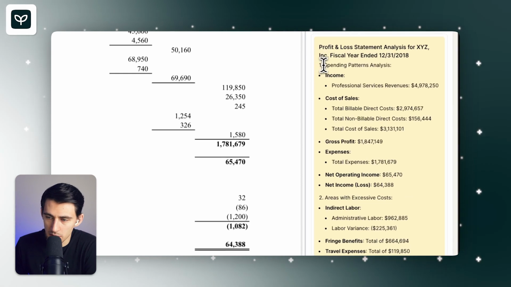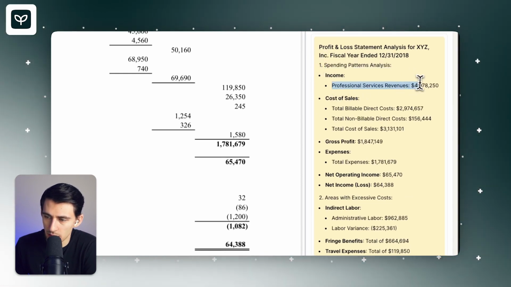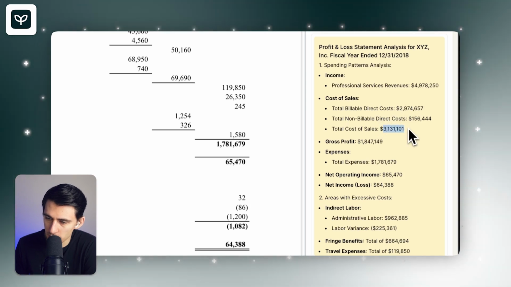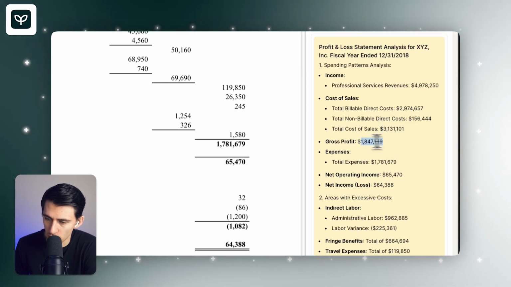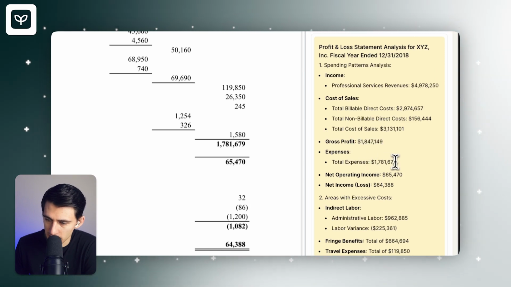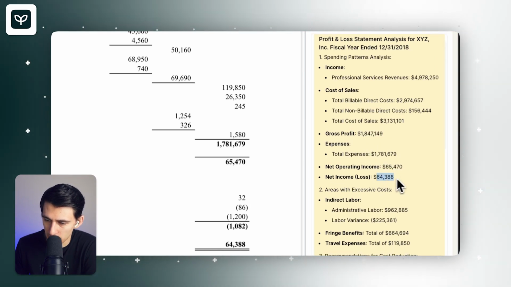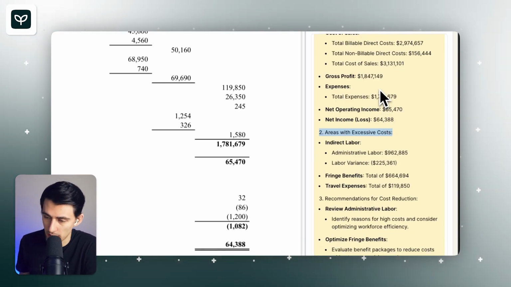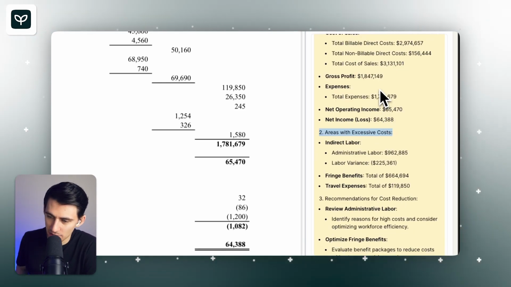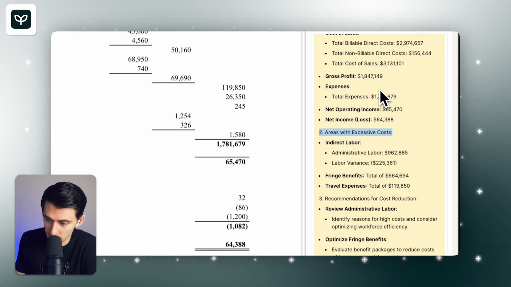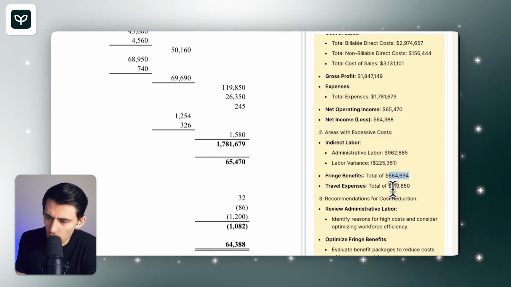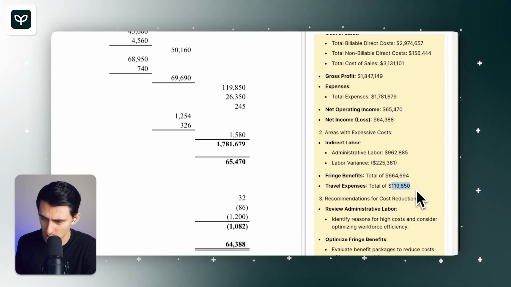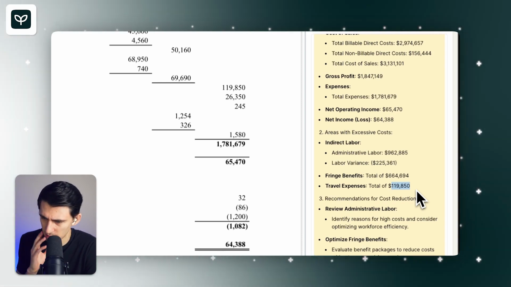So right here, we see the spending pattern analysis. There's income of about 4.9 million. The cost of sales is about 3.1 million, which leaves us with a 1.8 million gross profit. And it breaks down the total expenses, the net operating income, the net income loss, and the areas of excessive costs, which I think is really cool. So indirect labor, administrative labor, 962,000. Fringe benefits, 664,000. Almost $120,000 in travel expenses. Why did we spend so much on travel this last year? That's interesting. I guess that's something I didn't notice.